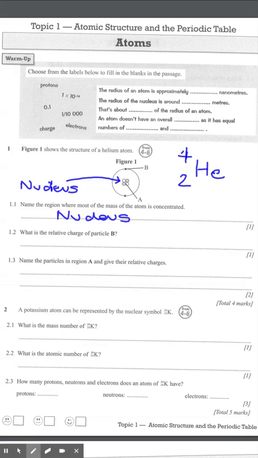Relative charge of particle B. Now, particle B is around the outside here. These are the electrons. And the charge on an electron is negative charge, but it is arbitrarily given the numerical value of 1. So the relative charge of particle B is -1.